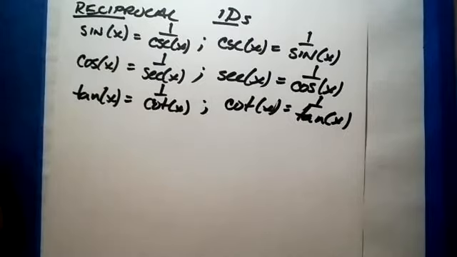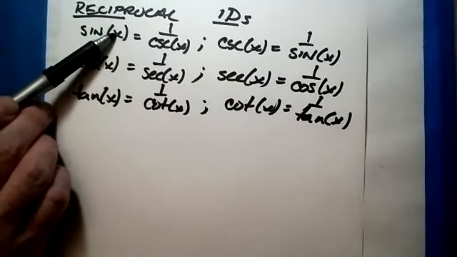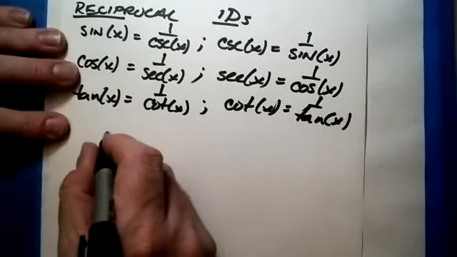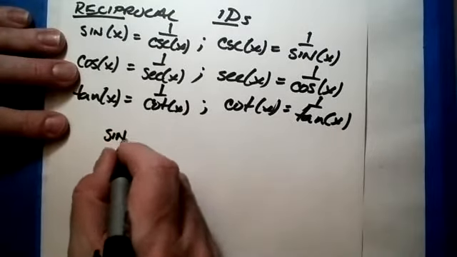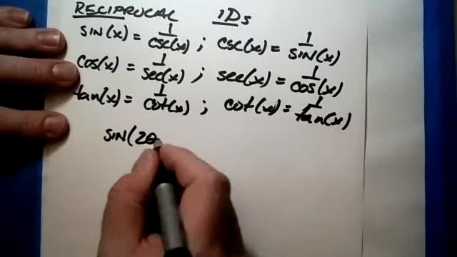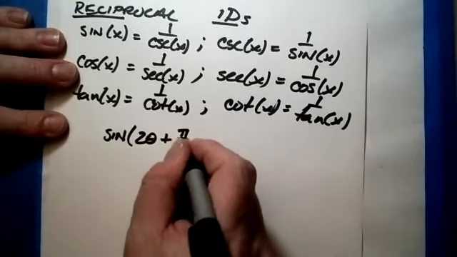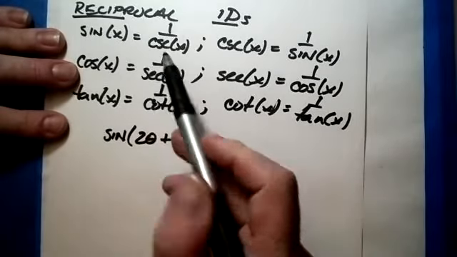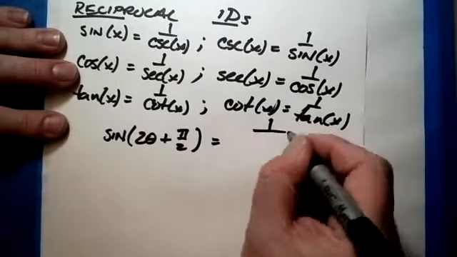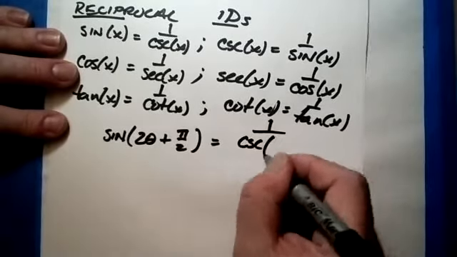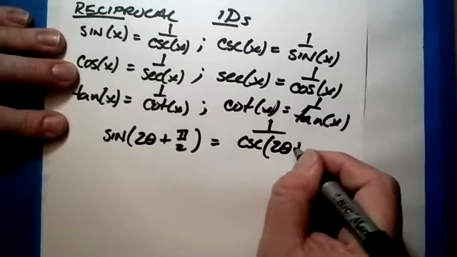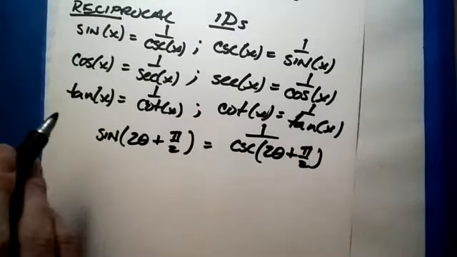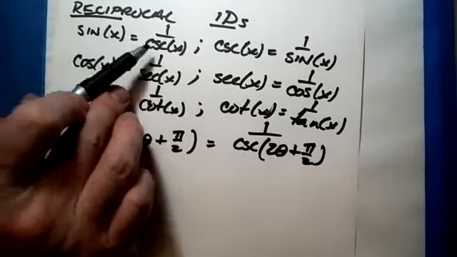It just has to be the same thing. This could very easily be 2 theta plus, you could have something along the lines of sine of 2 theta plus pi over 2. Well, by this identity here, that will be equal to 1 over cosecant of 2 theta plus pi over 2. So it doesn't have to just be x. I mean, what's critical is that they are the same.